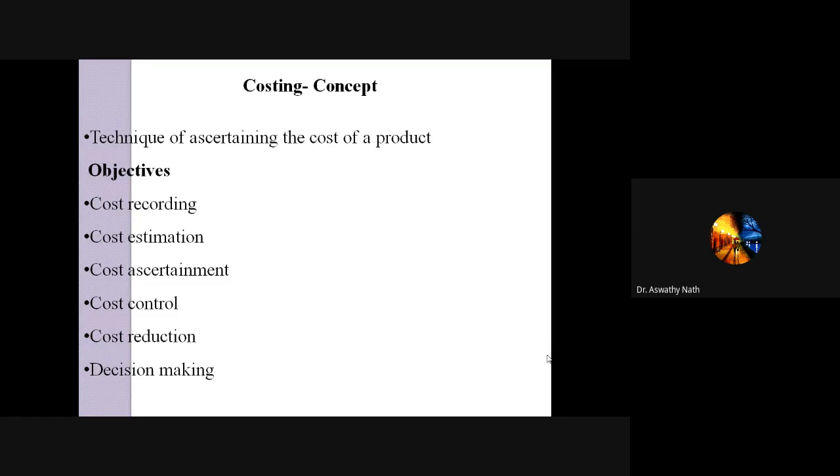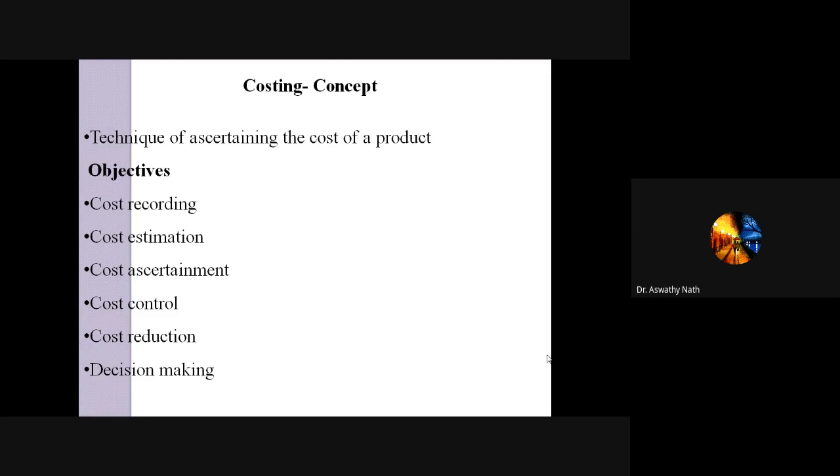And another objective is cost estimation. Estimation means what? We are predetermining the cost of a product, right? So we are predetermining the cost of a product that we want to manufacture, or in the case of a service, that we want to render. So we are predetermining, or estimating, the cost of a product. That may not be the actual cost. We are predetermining the cost of that particular product.